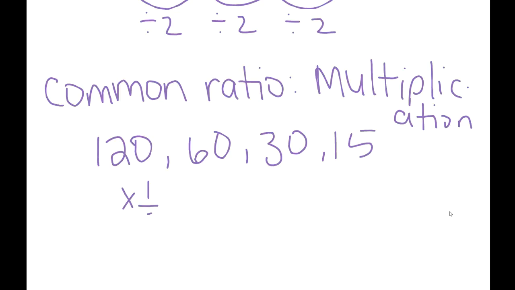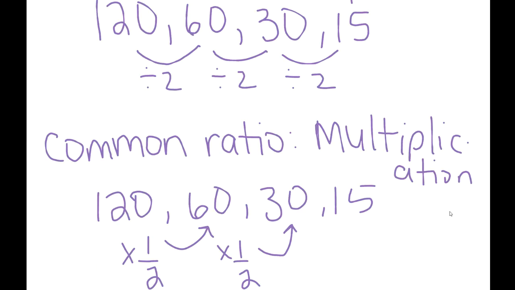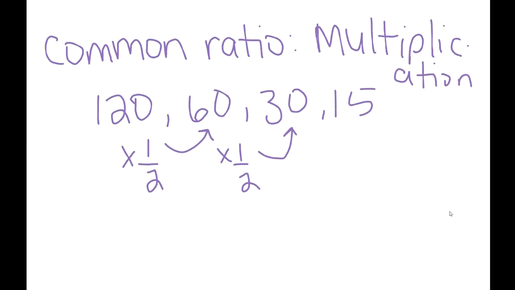So times by 1/2 would get you to 60. Times by 1/2 would get you to 30. So anytime you're trying to find a common ratio, you are looking for how it is being multiplied. Same thing with arithmetic, it would have to be addition, so we would just use the negative. So again, the common ratio has to be the pattern in multiplication.